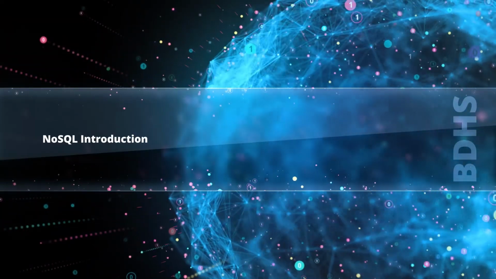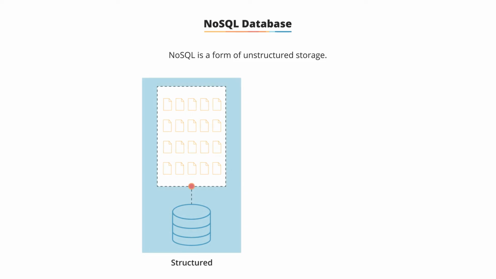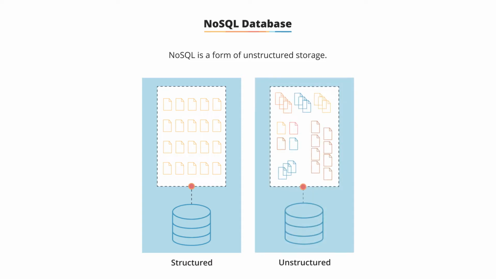NoSQL Introduction. NoSQL databases. First, NoSQL is a form of unstructured storage. This means that NoSQL databases do not have a fixed table structure, like the ones found in relational databases. As you see on the left, a structured database is very heavily dependent on rows, columns, and tables. The unstructured database has a wide variety of different types of data.